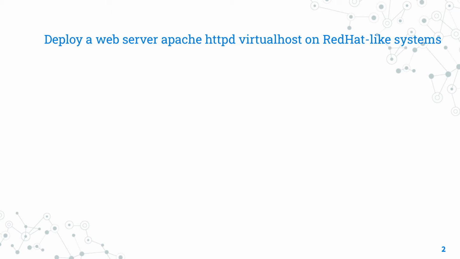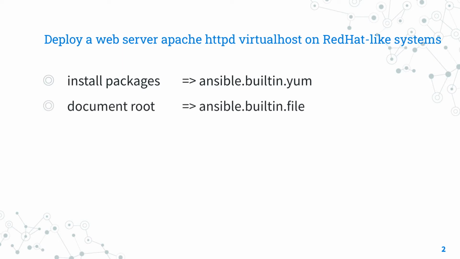Today we are talking about how to deploy a web server Apache HTTPD on RedHat-like Linux system. The full process requires 6 steps that you could automate with different Ansible modules. Firstly, you need to install the HTTPD package and dependency using the ansible.builtin.yum Ansible module. Secondly, you need to create the document root with the right permission with the ansible.builtin.file module.